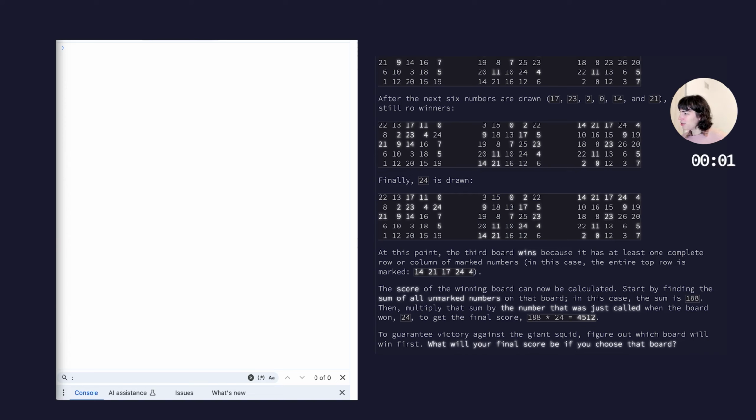Okay. What will your final score be if you choose that board? Score of the winning board can now be calculated. Board wins because it has at least 1 complete row or column of marked numbers. Numbers are marked. Okay, fine. It's a bingo game. Fine. Okay. 1 complete row or column.